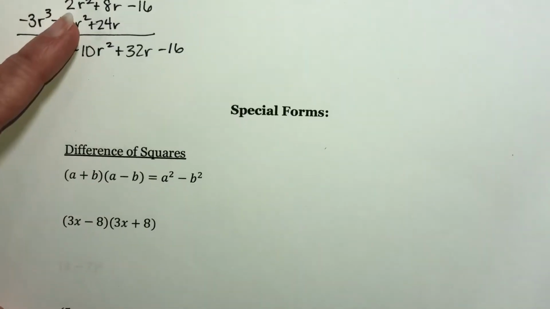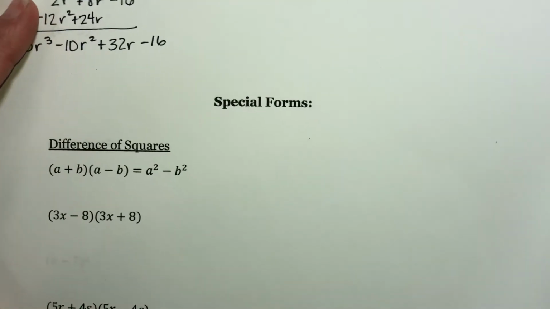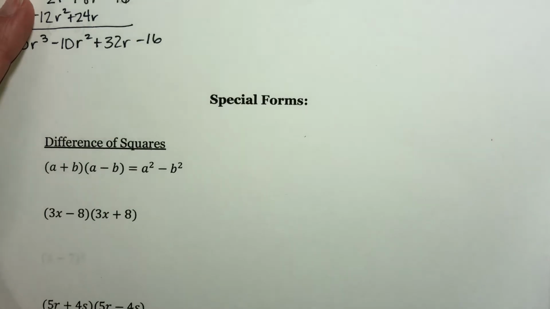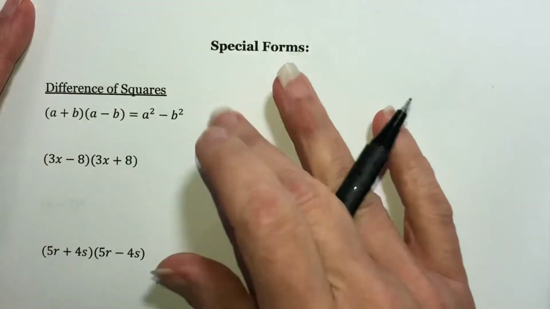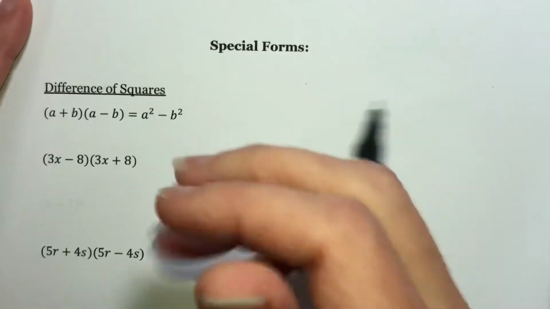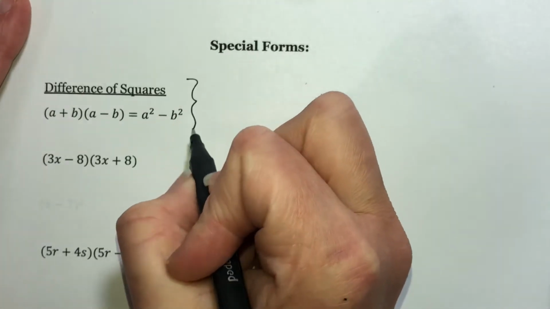This is part 2 of section 5.5. We've been multiplying. Now we're going to talk about some special forms. These come back in the next chapter, and they're really important. I suggest that you learn these now.